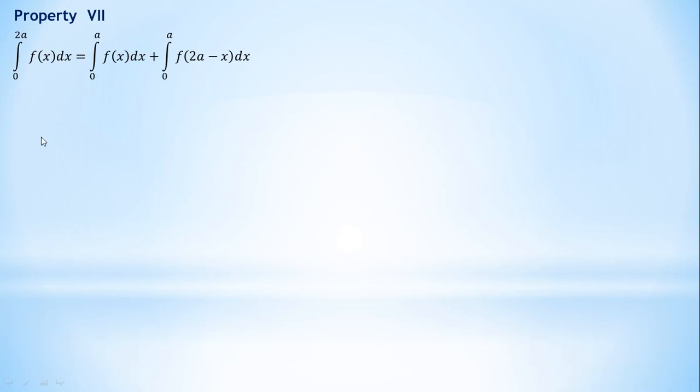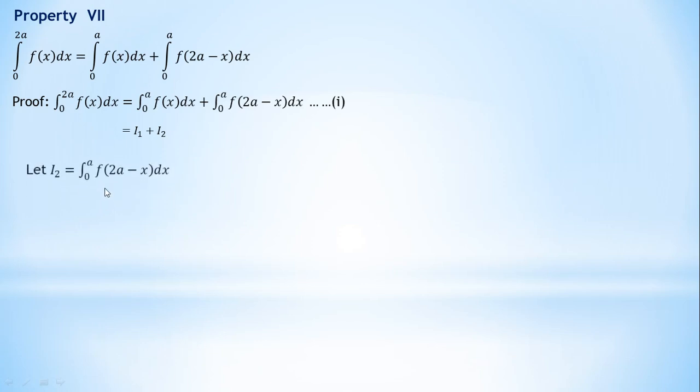So let us see here. First of all, consider this as equation number 1. Now on the right hand side, we will consider first integration as I1 and second one as I2. So it is equal to I1 plus I2. Now from the right hand side, we will obtain left hand side. So for that, just take the integration I2. So let I2 be equal to integration 0 to a f of 2a minus x dx.